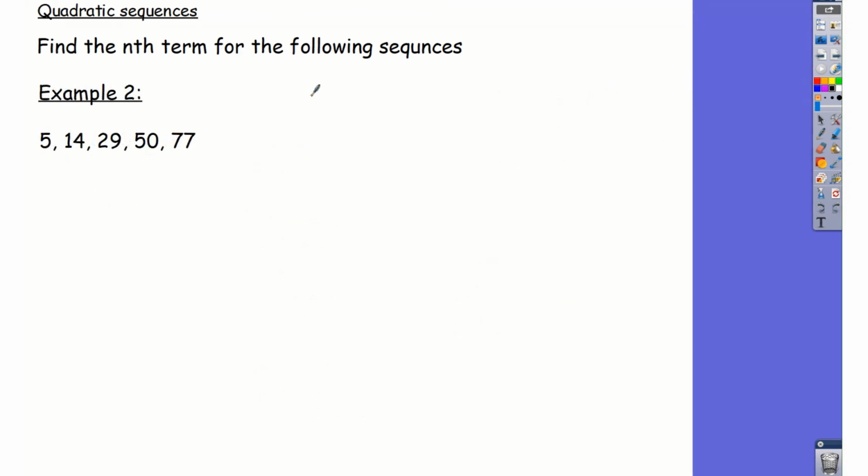Okay, so let's have a look at another example. So again, I'm going to use the same method. I know that 2a is equal to my second difference. I know that 3a add b is equal to the second term minus the first term. And I also know that a add b add c is equal to my first term.